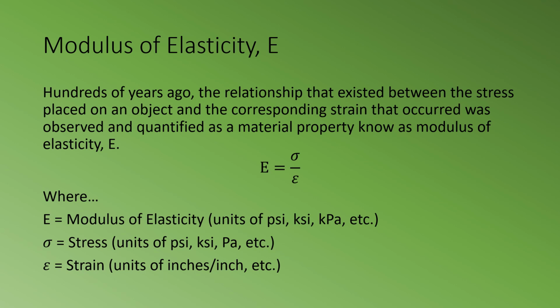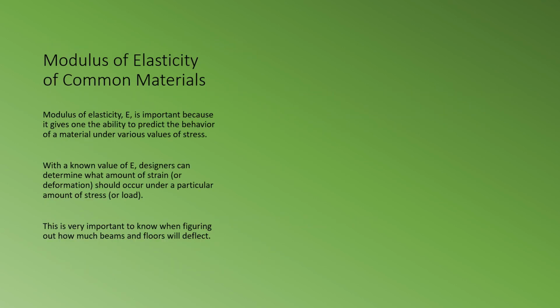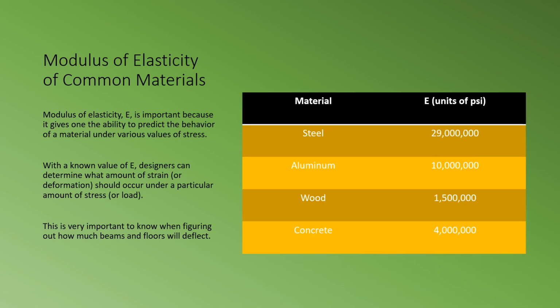Hundreds of years ago, the relationship between the stress placed on an object and the corresponding strain that occurred was observed and quantified as a material property known as modulus of elasticity, where E equals stress divided by strain. Modulus of elasticity is important because it gives one the ability to predict the behavior of a material under various values of stress. With the known value E, designers can determine what amount of strain or deformation should occur under a particular amount of stress or load. This is very important to know when figuring out how much beams and floors will deflect.